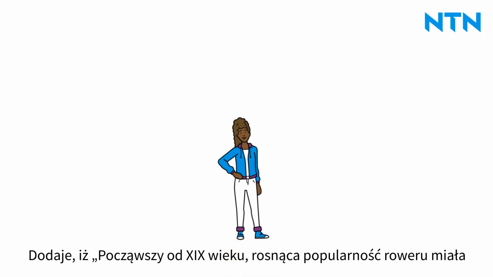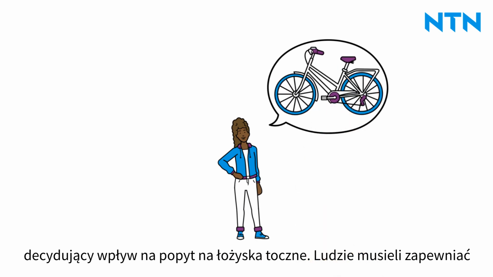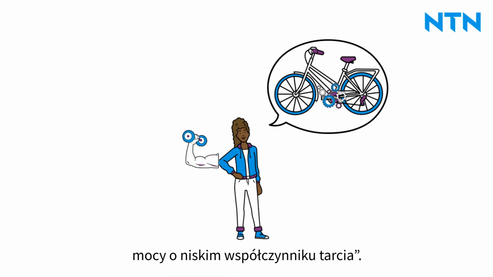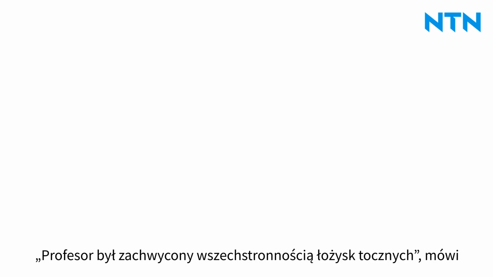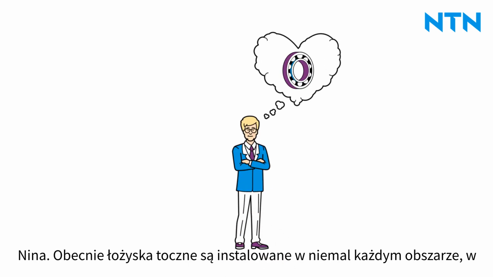Nina also adds, from the 19th century onwards, the increasing popularity of the bicycle had a decisive effect on the demand for rolling bearings. Since people now had to provide propulsion through their own muscle power, the desire for low-friction power transmission finally arose. "The professor totally raved about how versatile rolling bearings are," says Nina.